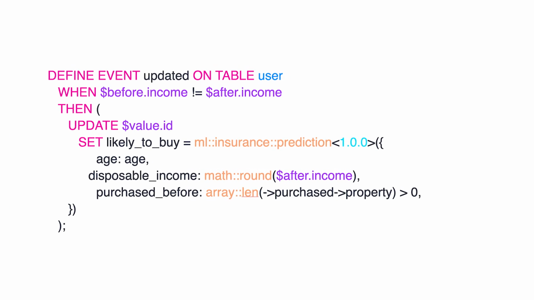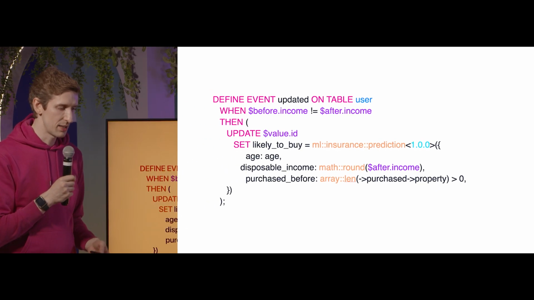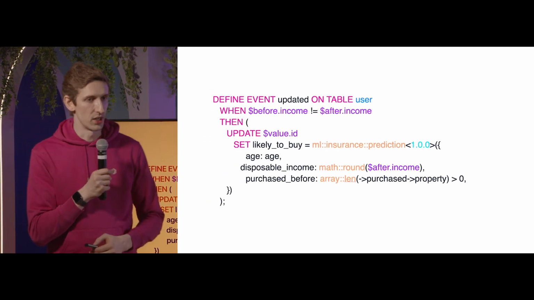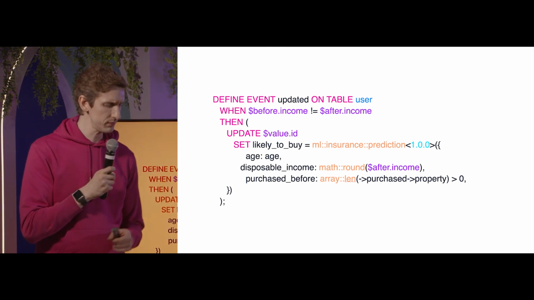What this then does is actually set the likely to buy field on that user record where the income is updated. And it runs that insurance model, that prediction model, with the fields from that record. And then instead of being run whenever you're querying the data or the database, it runs just once when that income is changed. So this is just a simple example of how you can use this ML functionality alongside other features in the database.